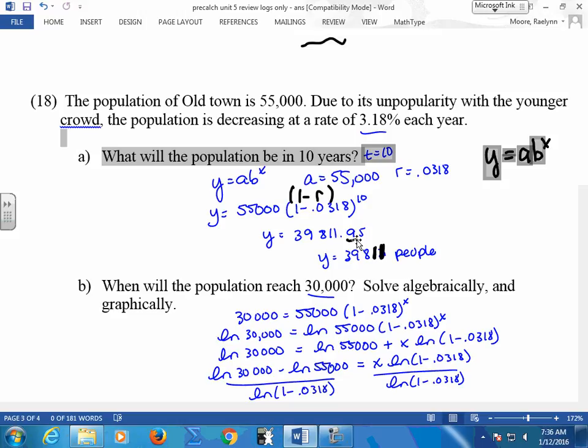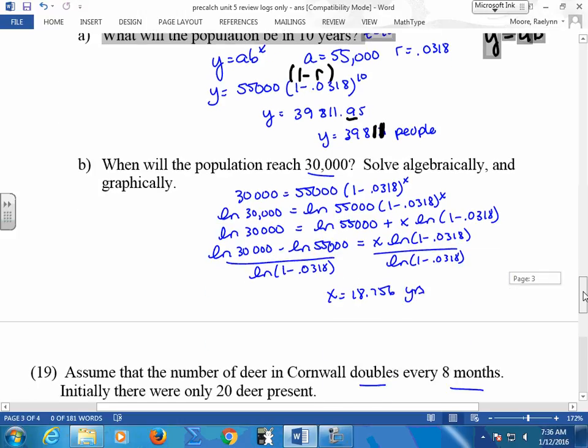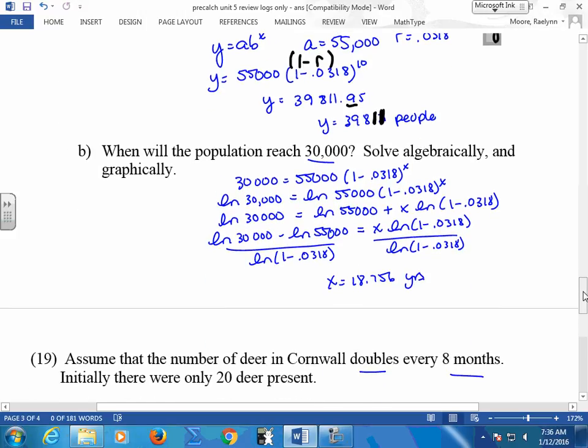When will the population be 30,000? I just have to move this down a little bit. Again, solving algebraically. I did it the long way. You could do it the shortcut way. I did it the proper way, kind of. Take the ln of both sides. Use your product rule. Subtract it. Divide it. Be careful. You need parentheses.